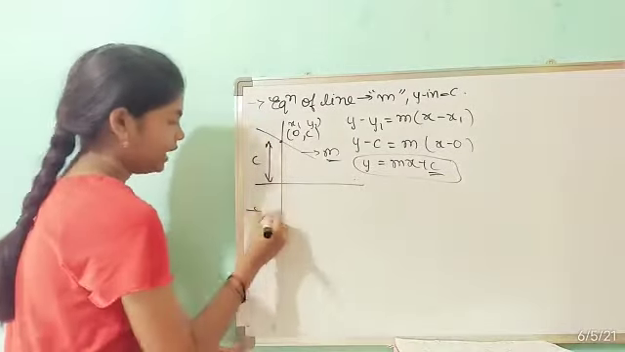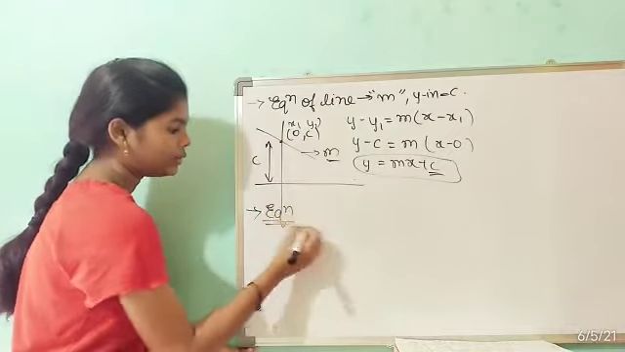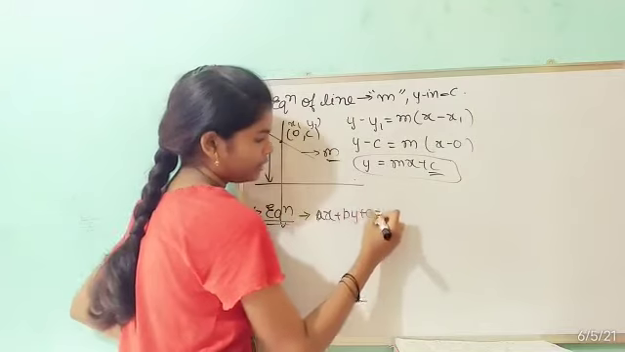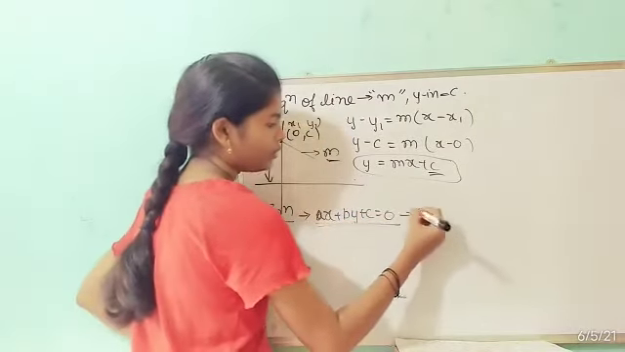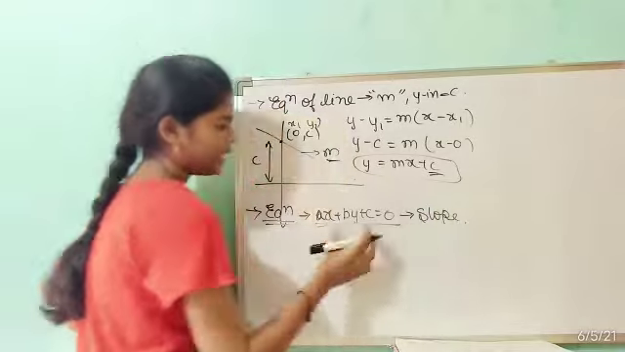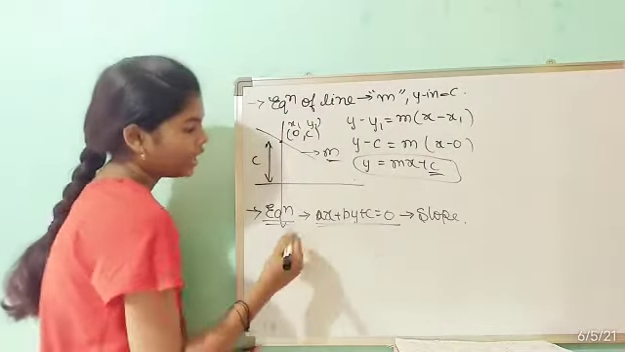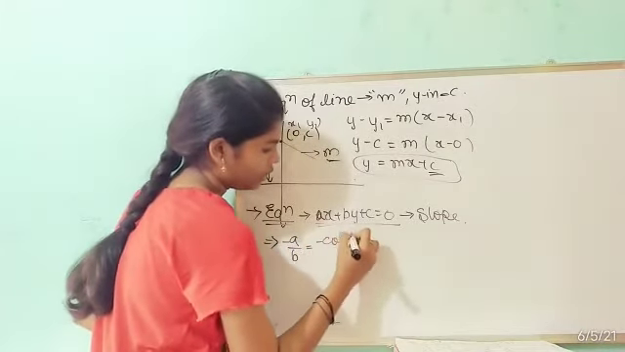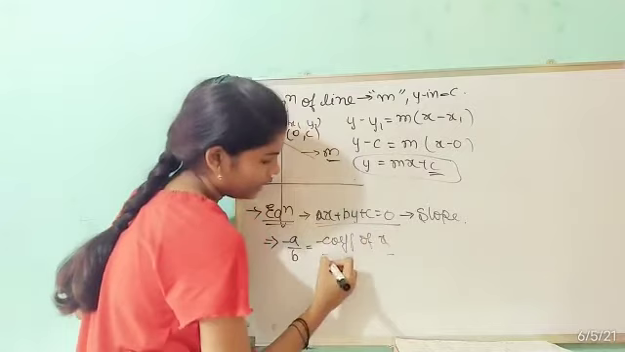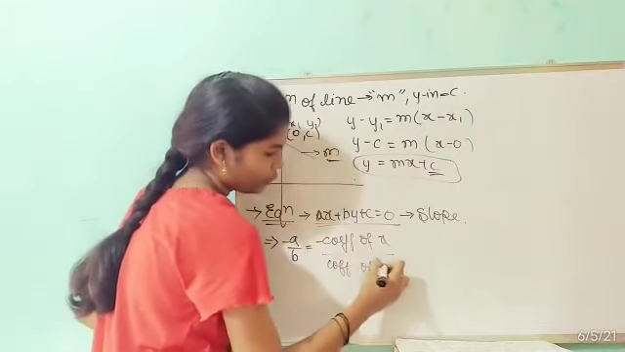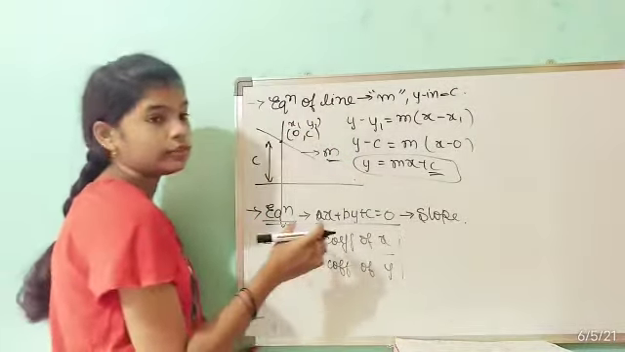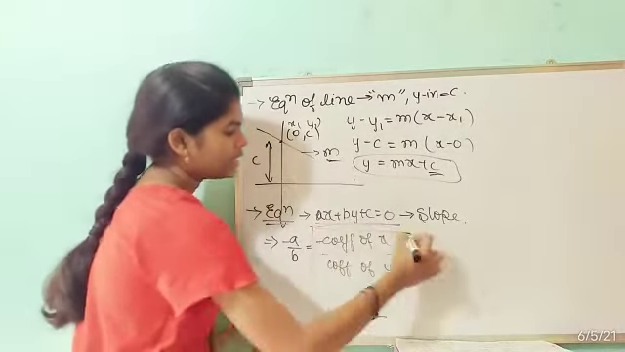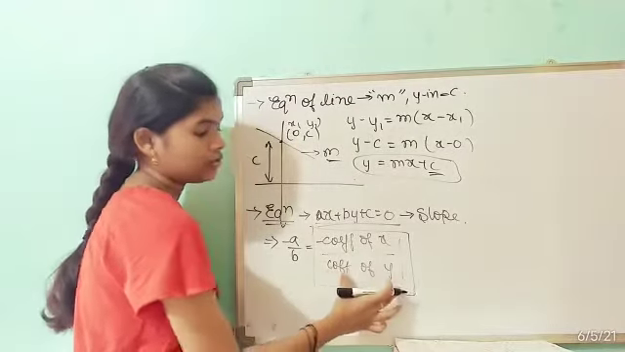After that, if you want to find the slope of the line ax plus by plus c is equal to 0, then it will be minus a by b. Simply minus coefficient of x by coefficient of y. So if you want to find the slope of this straight line ax plus by plus c, the formula is minus of coefficient of x by coefficient of y.